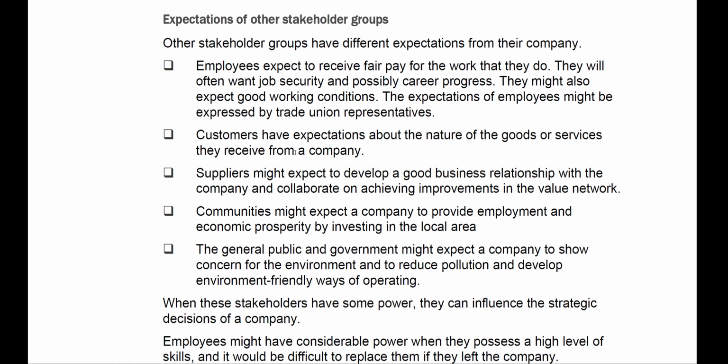And customers also have expectations about the goods or services you are providing, and whether you can keep giving them discounts, you can keep existing so that they can buy from you, right? Then suppliers might want to develop a good business relationship with you so that you can keep buying from them and pay them the amount when they fall due. Communities might want you to provide employment or economic prosperity by investing in the local area, corporate social responsibility. General public and government expect you to show concern for the environment so that you do not damage the environment, reduce pollution, develop environmentally friendly products, right?